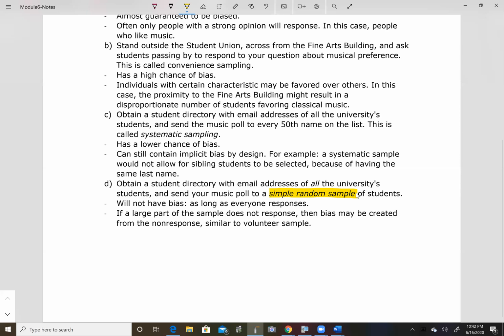So this will not have bias as long as everyone responds. If a large part of the sample does not respond, the bias may be created from non-response. That's important. I think that's on the first test also. Okay, similar to the volunteer sample.